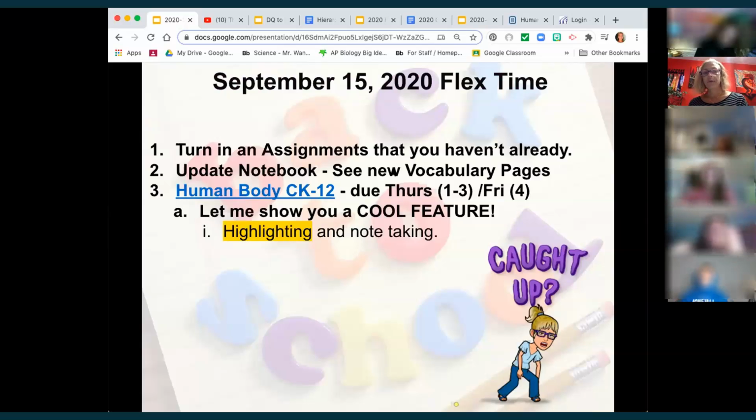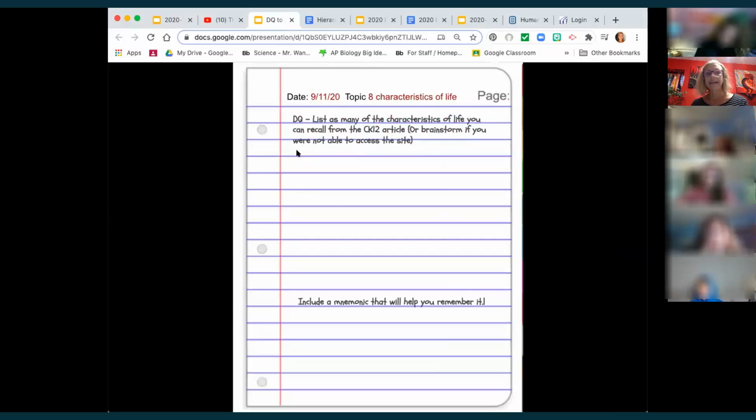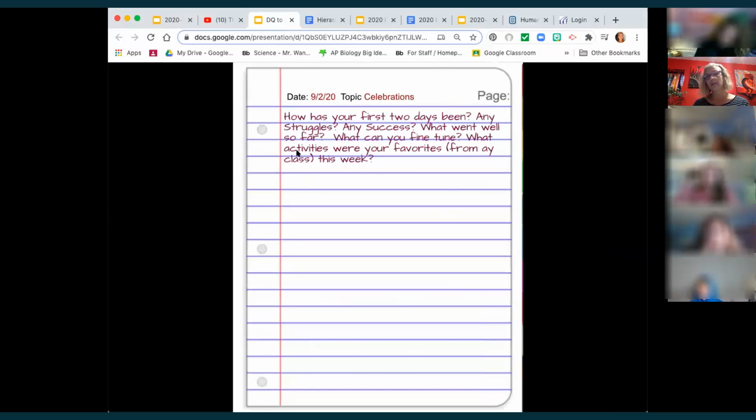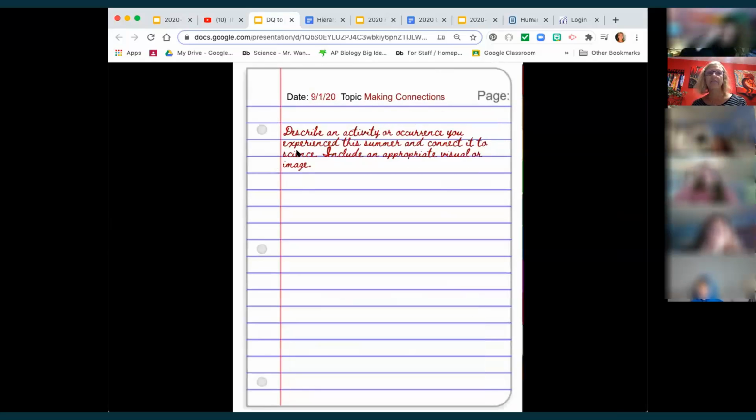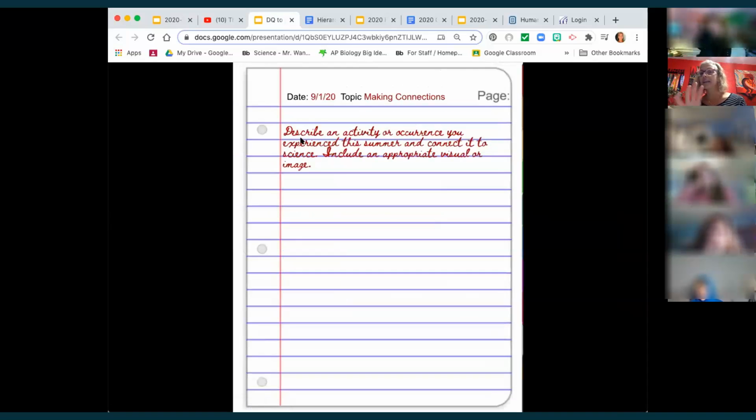You're going to have some new pages for your notebook, and I shared these with you in the Google Classroom under today's flex time. So you're going to find, first of all, our DQs that we've done in case you're missing a DQ. So just make sure you have each of these DQs. And you can edit it if you make a copy of it. So if you're missing this page, just copy this page and put it in your notebook, okay?